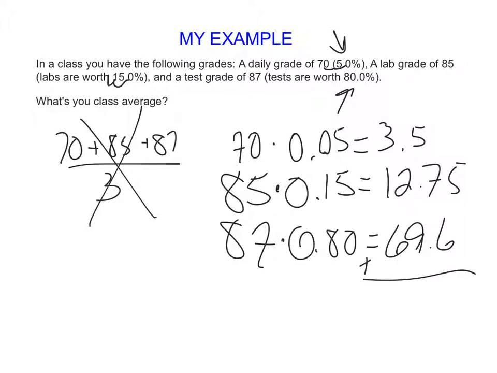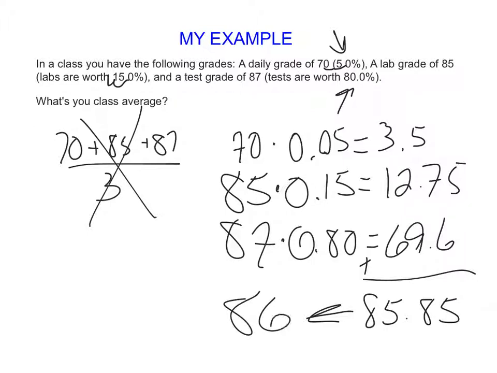You're not going to divide anymore. All you're doing is you're doing this multiplication to weight the different values, and then you're adding them together. So 69.6 plus 12.75 plus 3.5 gives us a final average of 85.85, which, because we're nice, would round up to an 86. That is how weighted averages work. It is not a straight average like the one on the left. You multiply your actual value times the percent and then add up the results.